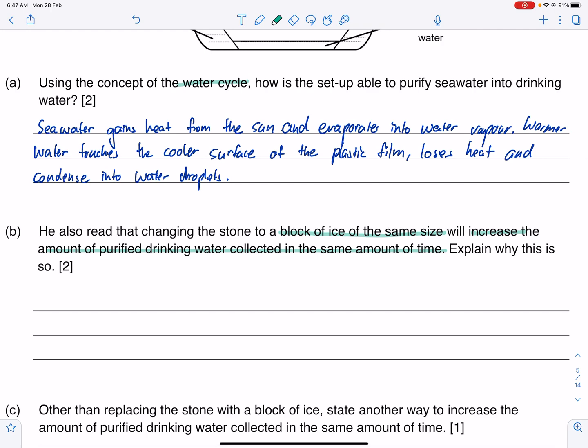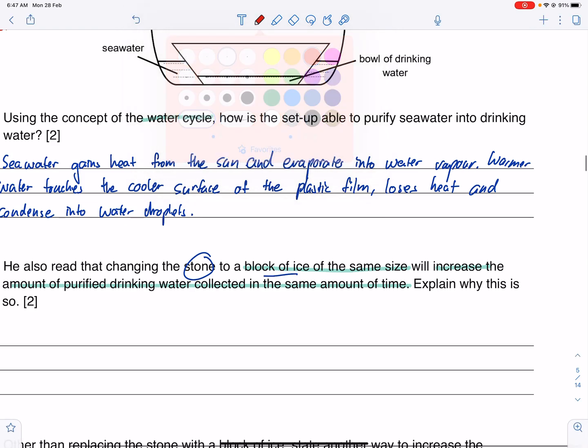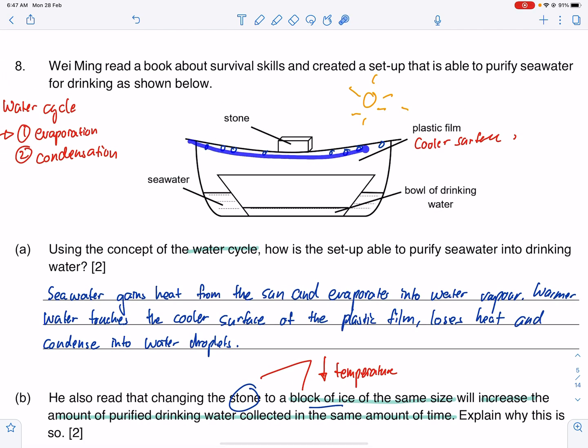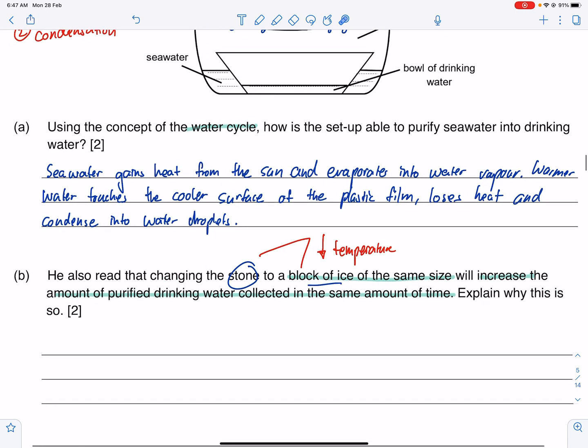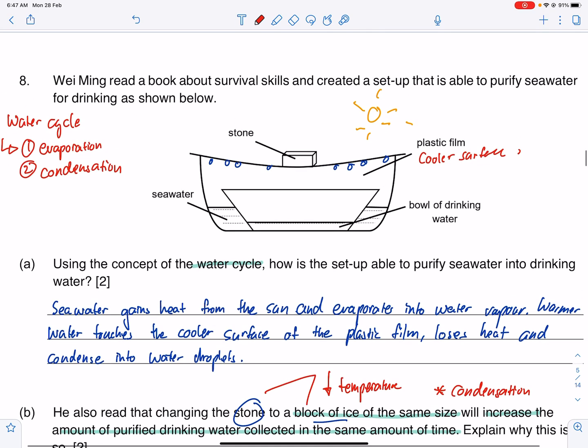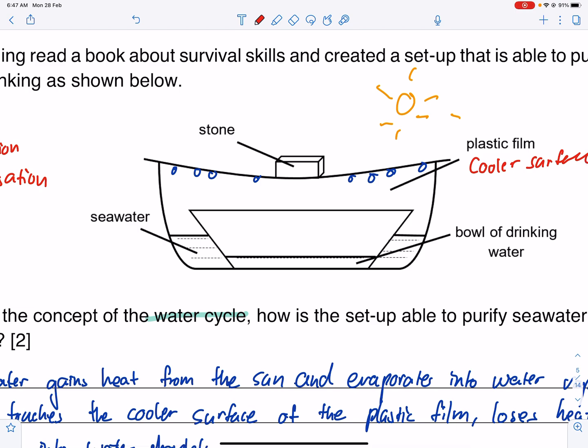Okay, so let's think about it. What is the difference between your stone and a block of ice? The difference between these two would be that your block of ice has a much lower temperature, right? So this lowering of temperature would cause your cooler surface to be even lower in temperature. So think about it. In which part of the water cycle does a cooler surface actually involve? And the answer would be your condensation process. Because it is during your condensation process that your water vapor needs to lose heat to the cooler surface. So when you think about it, heat always gets transferred from a region of higher temperature to a region of lower temperature, right?